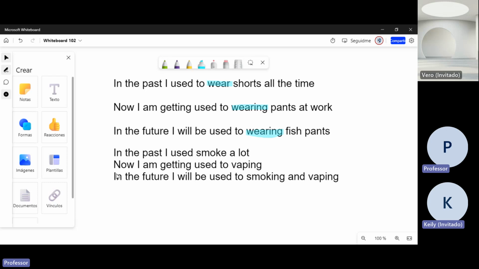Okay, and so what about the use in the second exercise? Okay, so we use used to when we stop doing an activity in the past and we don't do it anymore. Yes, that's the point. We use used to when we don't do that action anymore.